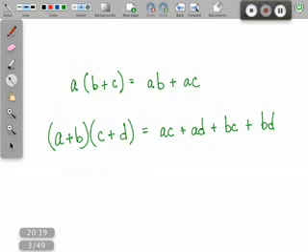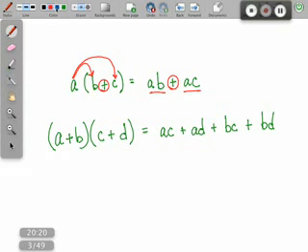Finally, we have the distributive law. The distributive law says if we have A times the sum B plus C, then we take A and we multiply it by B, and we take A and we multiply it by C. And because we're adding here, we will add over here. And so that's the distributive law.